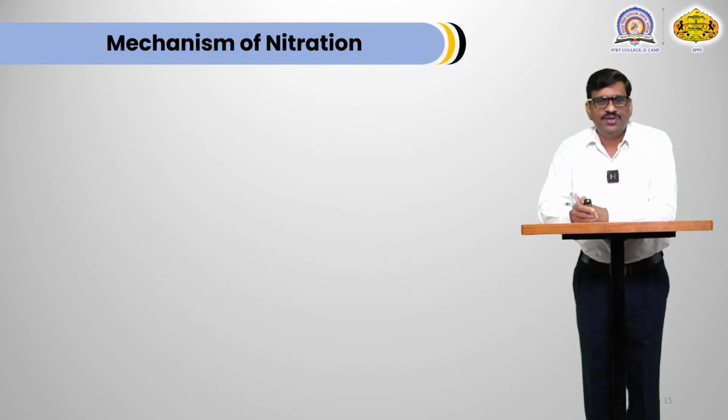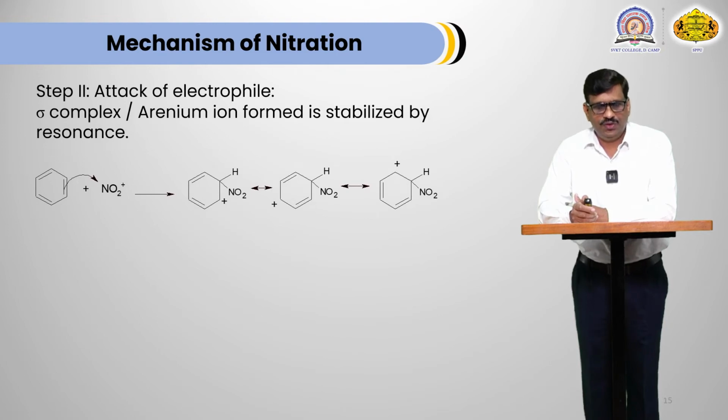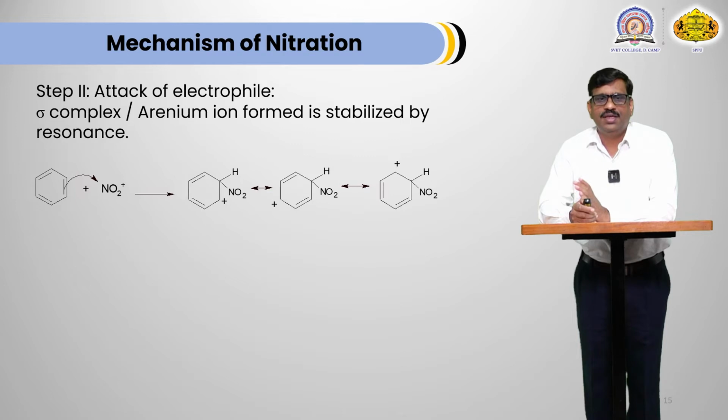It's very simple. Now, step second is attack of electrophile. As we know, NO2+ is an electron deficient species. Benzene contains pi electrons, that is, it is an electron rich species. Interaction of pi electrons with NO2+ takes place, and there is formation of pi complex. It is slowly converted to sigma complex. Hence, arenium ion is formed. That arenium ion is stabilized by the resonance effect, meaning different canonical structures are possible for this arenium ion. The positive charge is delocalized all over the ring. That's why it is highly stable.